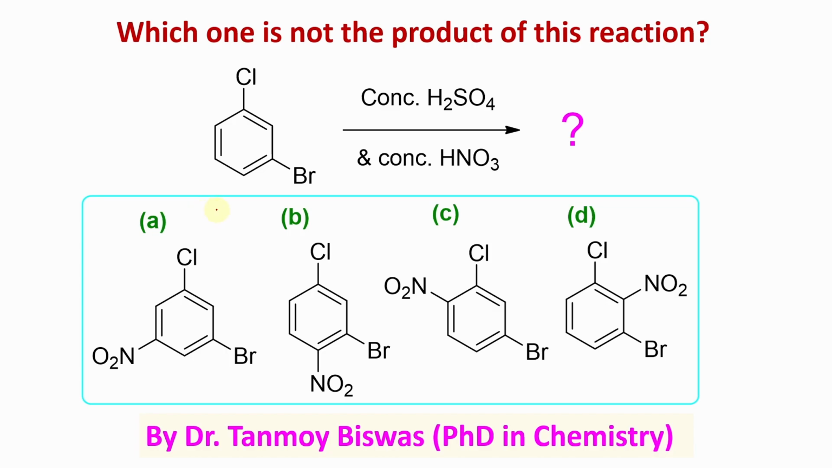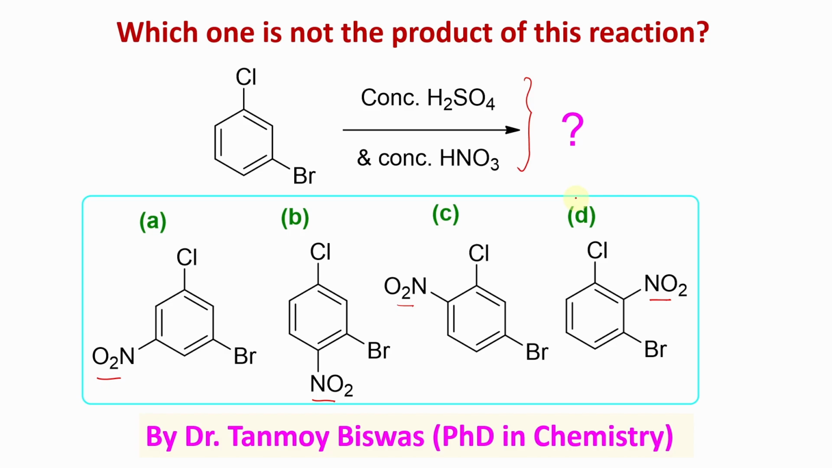Today's topic of discussion is your MCQ and the question is in front of you. Which one is not the product of this reaction? Here you can see the substance is 1,3-chlorobromobenzene. The reagent, concentrated sulfuric acid and nitric acid, means it is mixed acid and it results in a nitration reaction. So that's why I see four options that NO2 group substituted the proton on the aromatic ring. This is nothing but an aromatic electrophilic substitution.